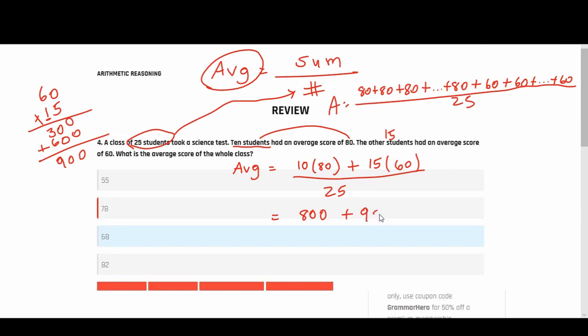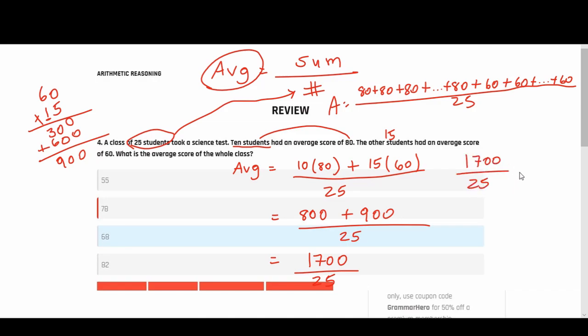So we can see that this is going to be 800 plus 900 over 25. 8 plus 9 is 17. Therefore, 800 plus 900 is 1700. And again, that's all over 25. And again, we're forced to use the fact that fractions are equivalent to long division to work this one out. 1700 divided by 25.